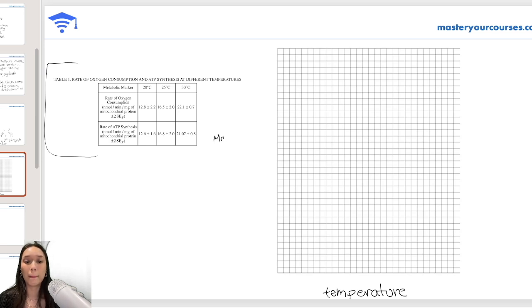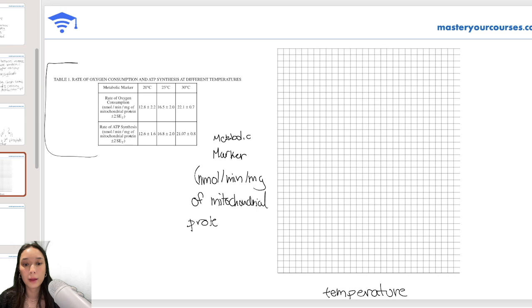So again, always important to put your titles here as well as units. So metabolic marker, and then please, please, please put the units. You won't get a mark unless you put the units. So it is in nanomole. Again, you can just copy it directly from the table. Milligrams of, and please write the whole thing, mitochondrial protein, and then plus minus 2 standard errors.